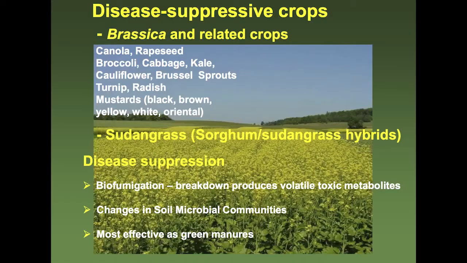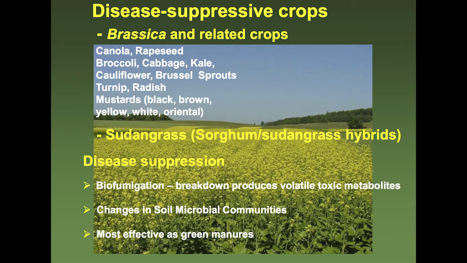And this brings us to the use of disease-suppressive crops. Disease-suppressive crops are those that have specific active mechanisms that result in disease suppression. In the previous example, canola and rapeseed are both brassica crops, and brassica is a particular group of plants that have specific properties that make them suppressive to a number of soil-borne diseases, as well as nematodes and some other things. Sudan grass and its related plants also have disease-suppressive properties.